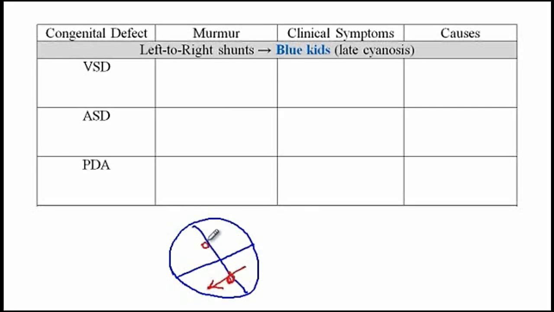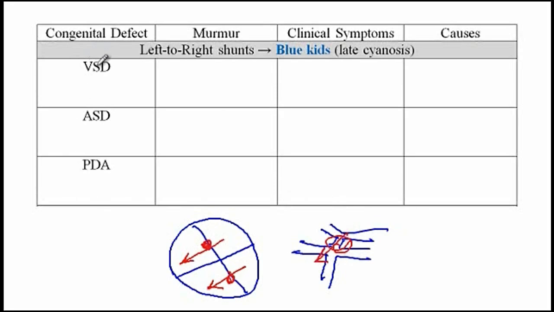Similarly, if we have an atrial septal defect, then there would be a shunting of blood from the left atrium to the right atrium. And finally, if we have patent ductus arteriosus, and you know how pulmonary trunk is connected to the aorta via the ductus arteriosus, since there is more pressure in the aorta, then there would be shunting of blood again from the left side to the right side, from aorta into the pulmonary trunk.